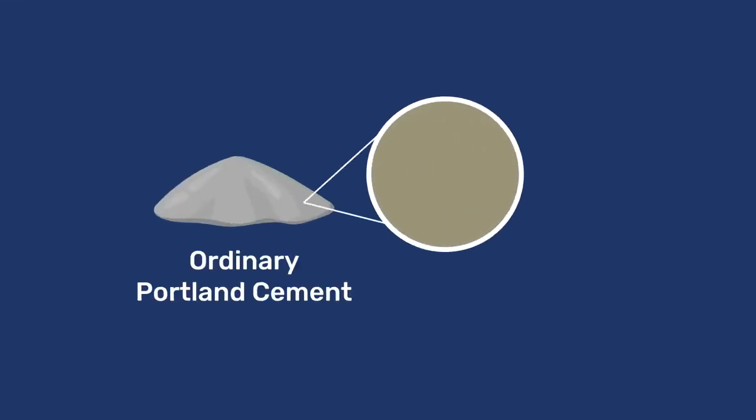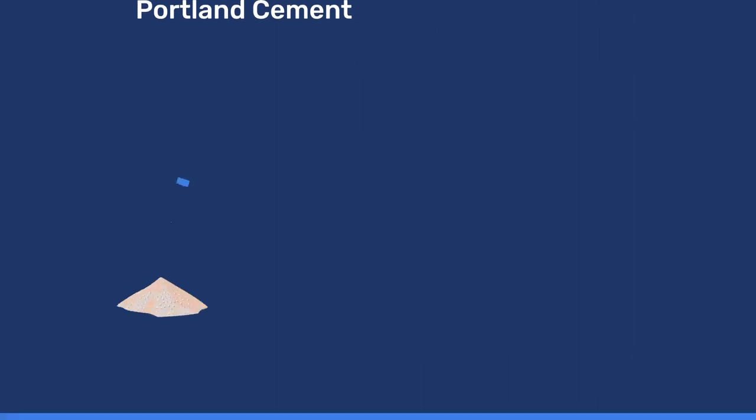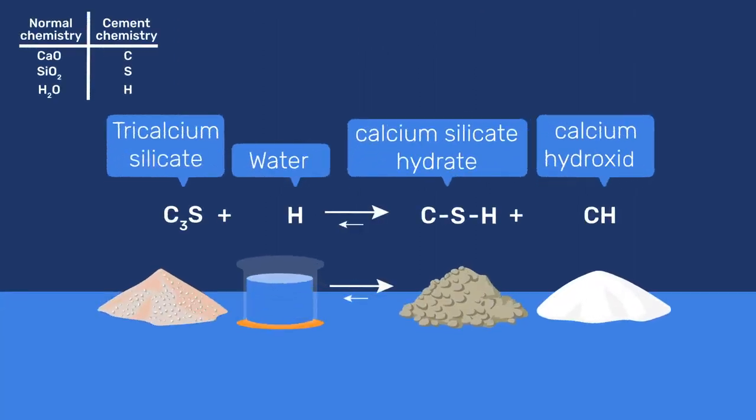C3S is the most important and abundant phase, representing 50 to 70% of OPC. It reacts with water to produce CSH and CH. Using an average stoichiometry for CSH as C1.7SH4, we have that C3S plus 5.3H gives CSH plus 1.3 CH.